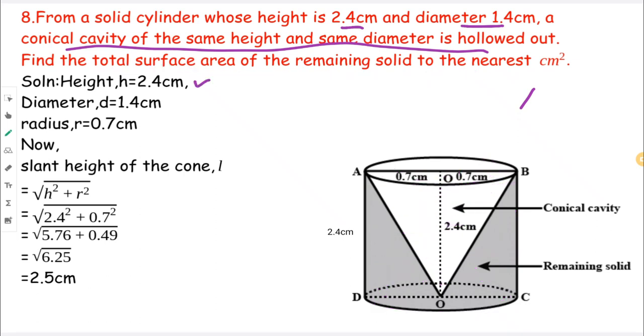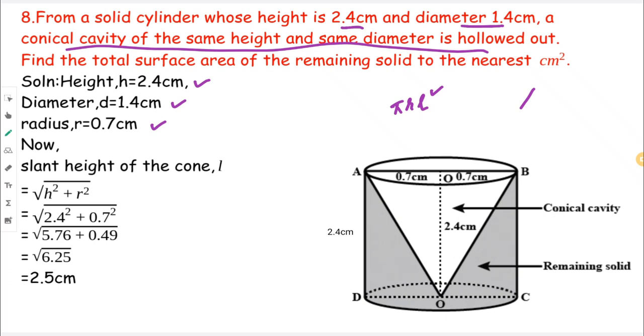Height given to us, right? They've given us the diameter also. And how do I find the radius? Divided by 2. So I'll have here 0.7. Now when you look at the curved surface area of a cone, what is the formula? Pi r L, right? This is the slant height. So you'll notice here that I don't know the slant height. Okay, so let us try to find that first.